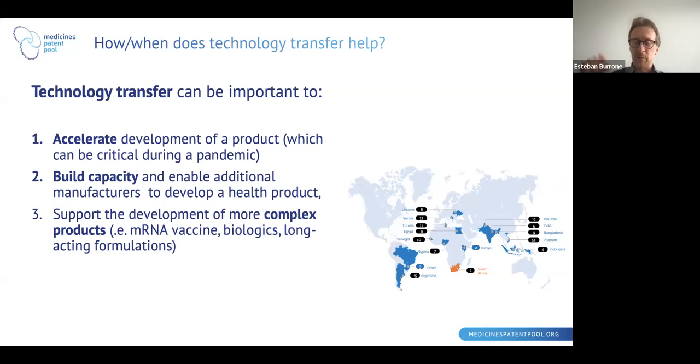Here you can see the map with all the countries that we're working with to support the development of manufacturing capacity for mRNA vaccine. And again, also the third point is when we need to develop more complex products where the manufacturers may not have experience in relation to those products because they're new, they're more complex, and there again, technology transfer can be a critical enabler for that.